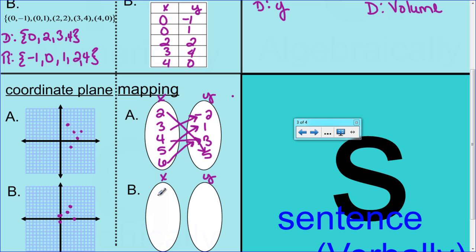So our domain was 0, 2, 3, 4. And our range was -1, 0, 1, 2, and 4. And we're going to draw our arrows. So 0 went with -1, and 0 also goes with +1. So you see I have arrows leaving from the same place, which means I don't have a function because it made them line up like this. Then I have 2 goes with the 2, 3 goes with the 4, and then 4 goes over here with the 0. So just draw my arrows, make a match.